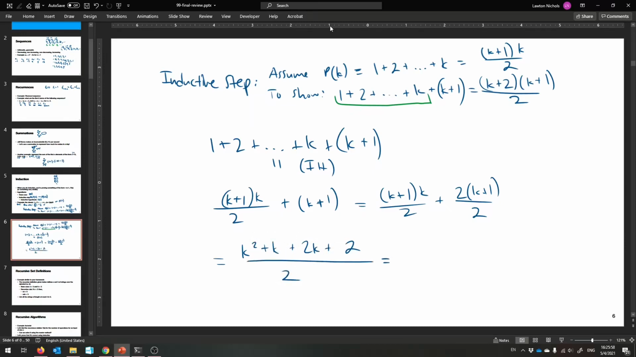Let's keep going. This is k squared plus 3k plus 2, and I'm pretty sure that this will factor the way we want it to, right? It factors into this, because it's k squared plus 3k plus 2. Cool. k plus 2 times k plus 1 over 2, which is what we wanted to show, and that proves the inductive step. Okay, end of proof.